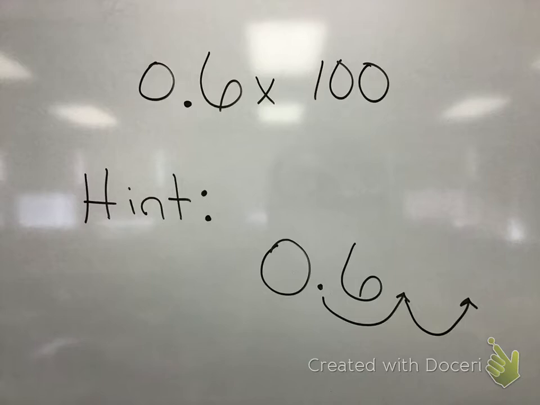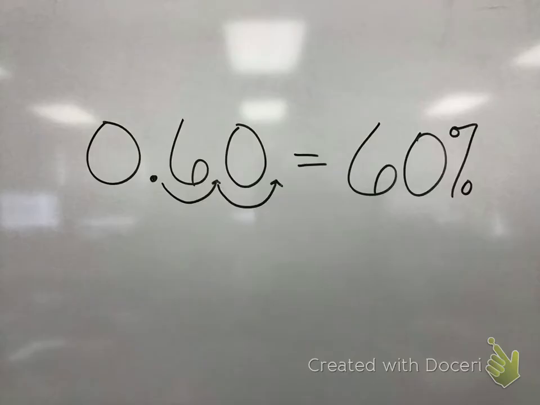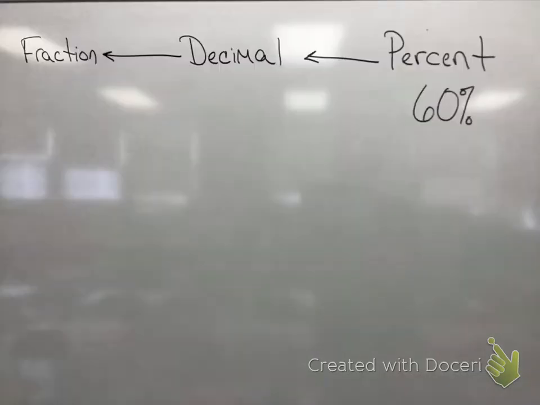So I move my decimal 2 places to the right, which is what happens when you multiply by 100. And you put a percent sign on it, and you now have your percent. So 0.6 or 60/100 is equal to 60%. So now we have all three of them, and now we're going to move back. We're going to go from the percents back down to the decimal, and then finally back to the fraction.